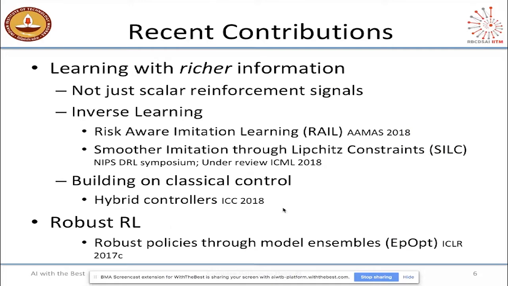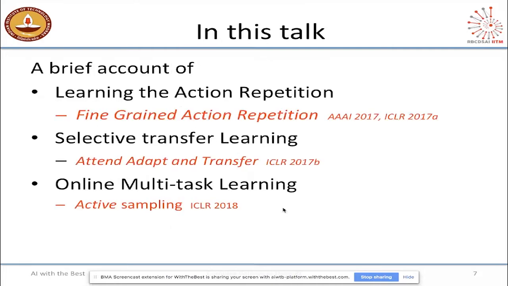So in this talk, I'm going to talk about three things. It's going to be a brief account, but with enough detail. The first one is learning action repetition, or fine-grained action repetition. The second one is on selective transfer learning, which we call Attend, Adapt, and Transfer. And the third one is the online multitask learning setup, or active sampling. So I'm deviating a little bit from the announced abstract, because I felt that I wouldn't be able to do full justice to the third topic that I had picked in the time that was available. So I'm going to talk about online multitask learning instead. Okay.